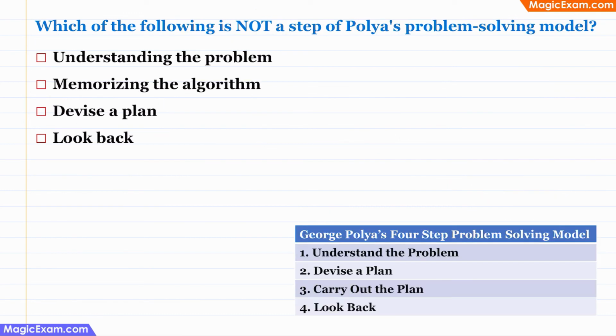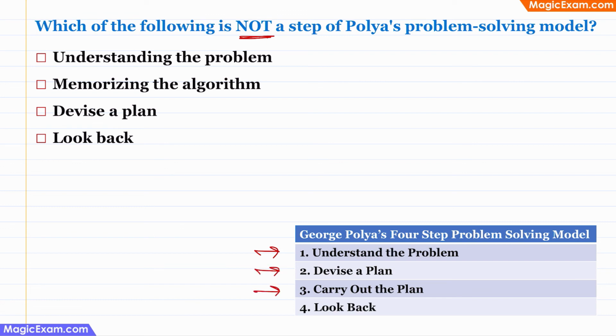Which of the following is not a step of Polya's problem solving model? So now Polya's problem solving model has 4 distinct steps. First is to understand the problem. If you don't understand, you can't do anything further. Next is to devise a plan as to how you will solve the problem.